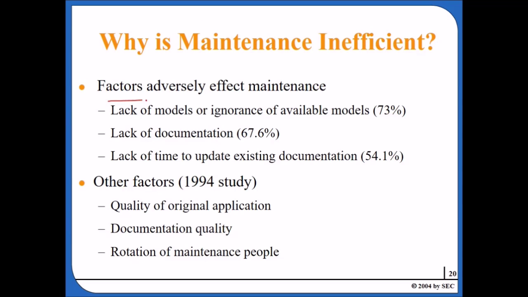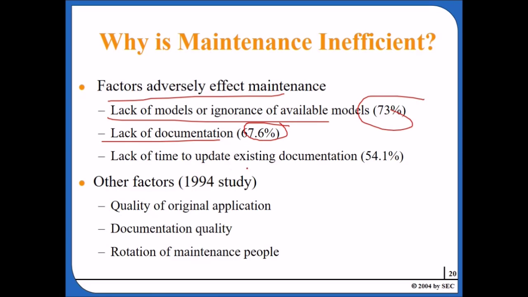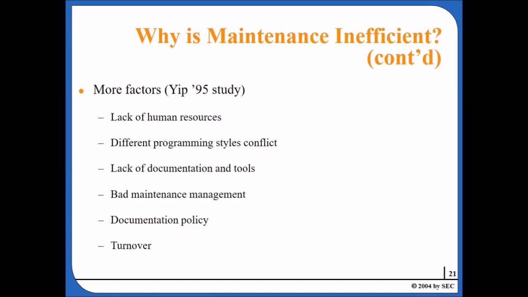Because of factors that adversely affect maintenance: lack of models or ignorance of available models, and lack of documentation. This is around 67.6%, and this is 73%, and lack of time to update existing documentation is 54.1%. There are other factors also. The quality of the original application is not good, document quality is not up to the mark, and the rotation of the maintenance people is not planned properly.